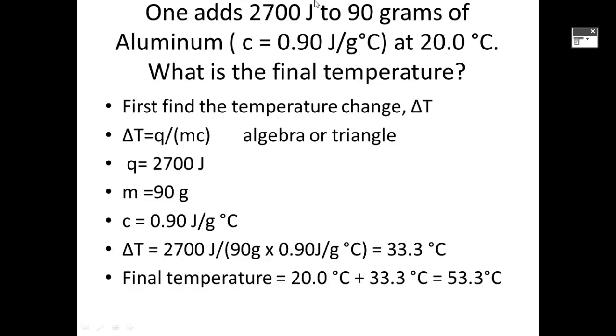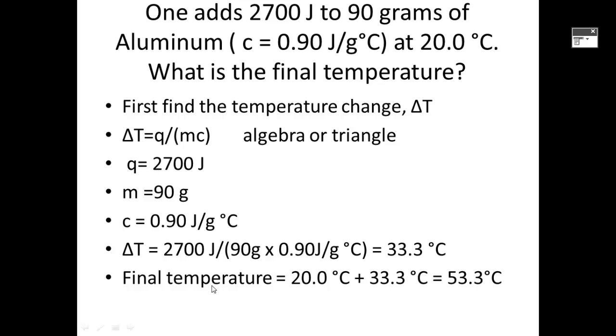My heat, my amount of energy, is 2,700. My mass is 90. My specific heat of aluminum, like I said, is temperature dependent, is 0.90 joules per gram degree Celsius. So I just substitute into my equation for delta T the variables that I know. And I have 2,700 joules divided by the product of 90 grams and 0.9 joules per gram degree Celsius. And what I get is 33.3 degrees Celsius.